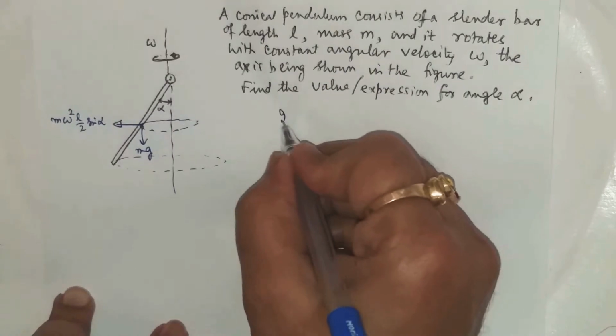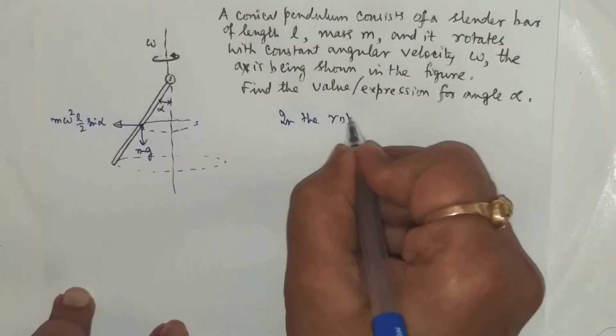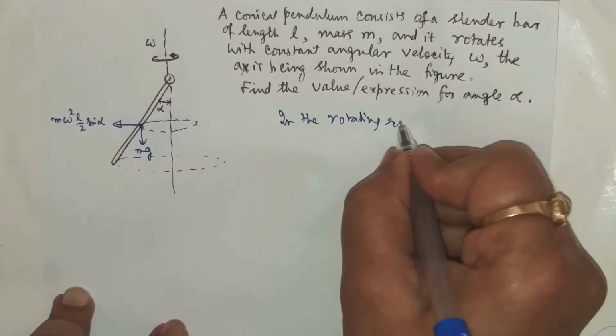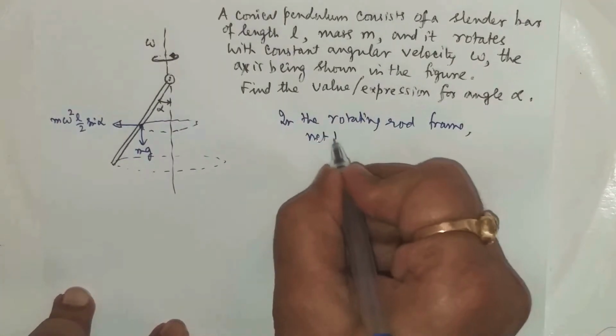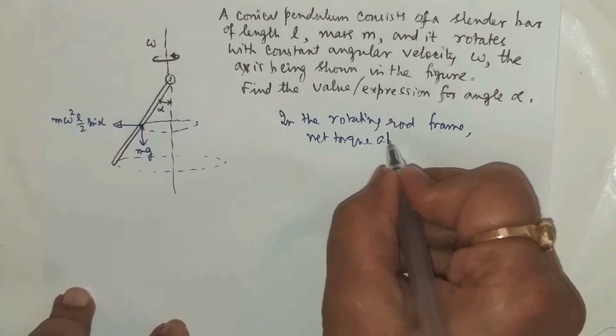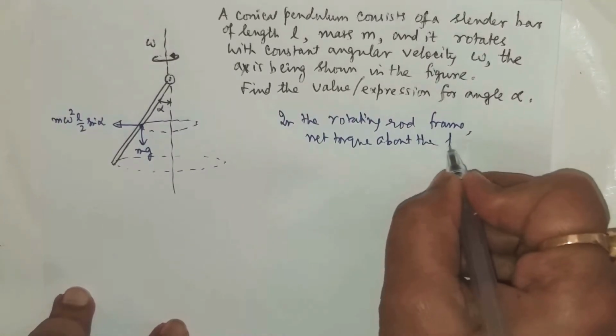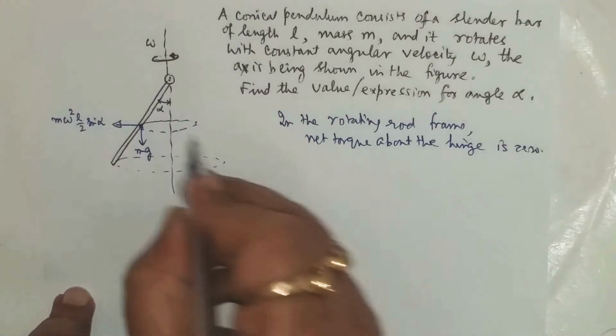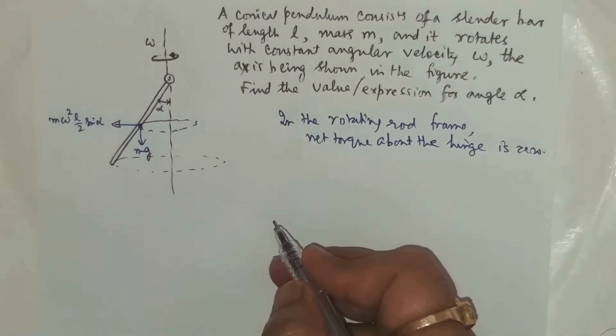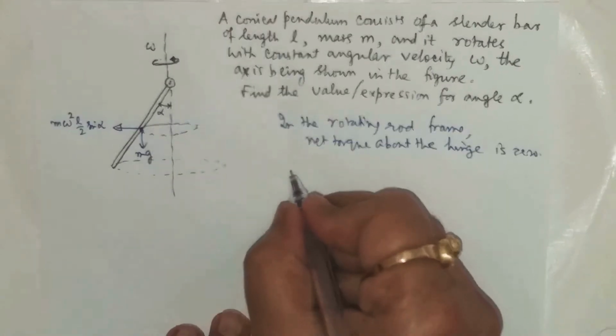Now we can say in the rotating rod frame of reference, the net torque about the hinge is 0, because this rod is maintaining a constant angle alpha with the vertical. So therefore the net torque will be 0.